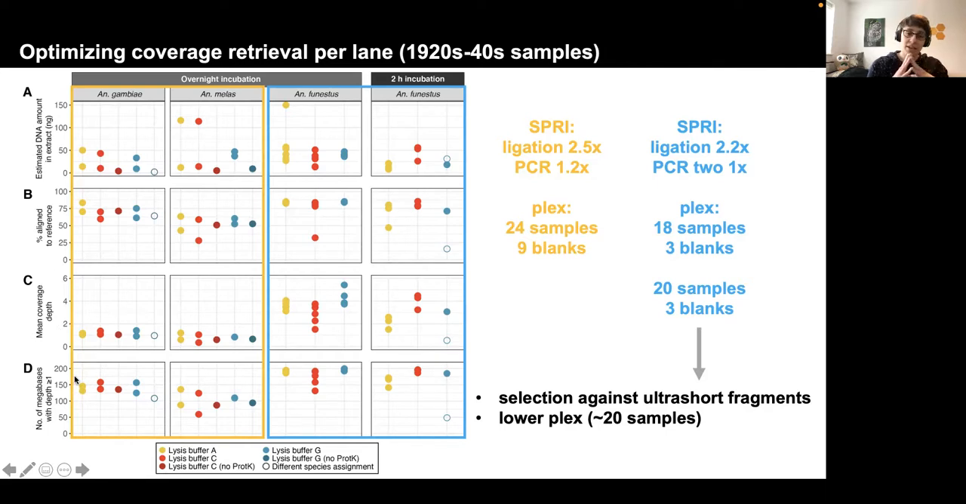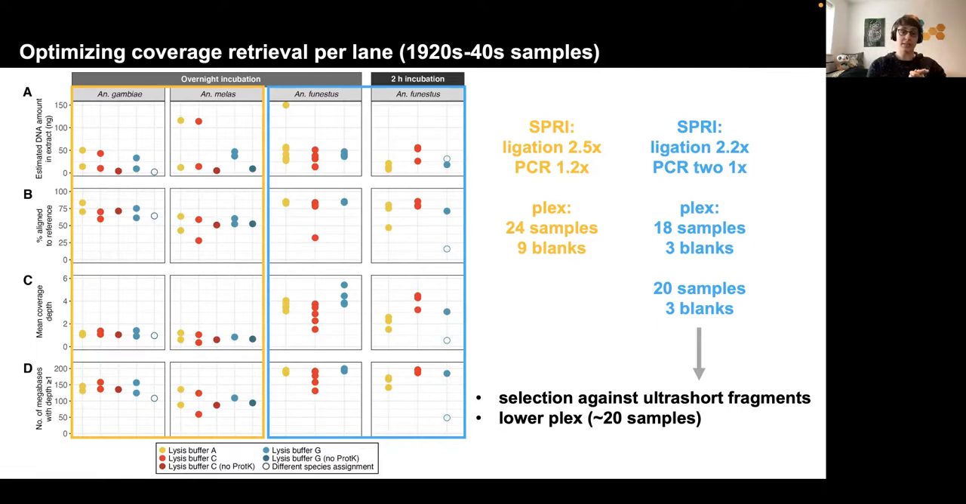But what is interesting here is if we look at the mean coverage depth and how many megabases of the reference are covered, the samples where we used higher SPRI beads and a higher plex have very low coverage, about 1x, and only about 70% of the genome covered, while the ones with lower SPRI bead concentrations and a lower plex, from just a single lane of sequencing, we are able to get from 2x to 6x coverage, and we cover almost all of the genome.